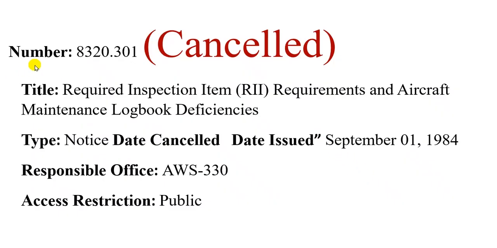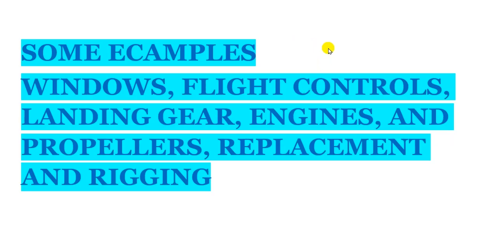Look here, this number is cancelled. The title is here, and this is the type, cancel date, and issue date, but the cancel date is not defined. Here is the office. There is no copyright, this is public, so I put it here. I also found this document on the FAA site, cancelled, so it is mainly not required.